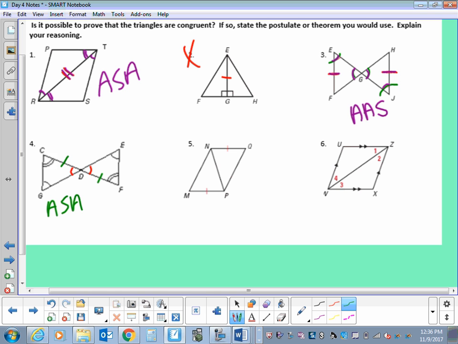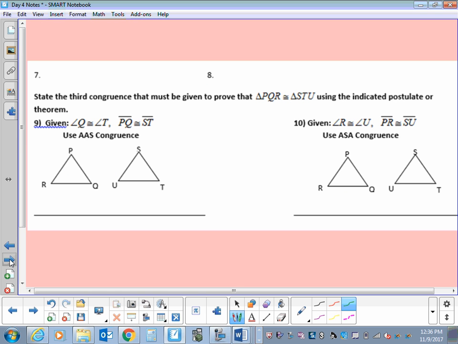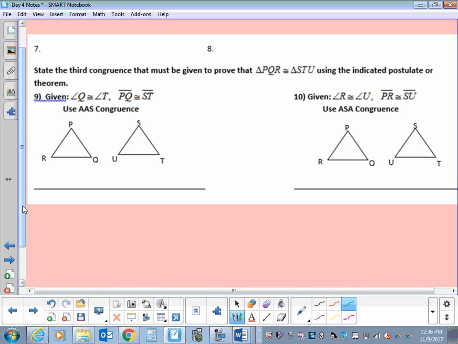Let's skip down to numbers like this one. There we go, the very bottom. Alright, so it says state the third congruent, looks like it copied wrong. Sorry. So turn the page, guys. Ronaldo, turn the page.